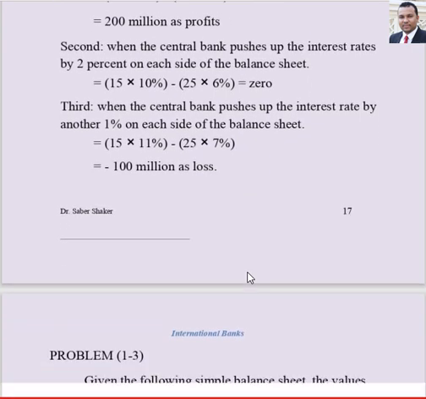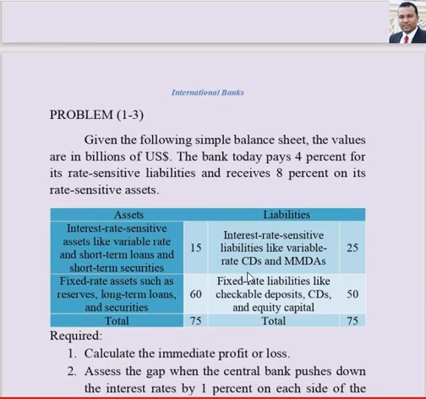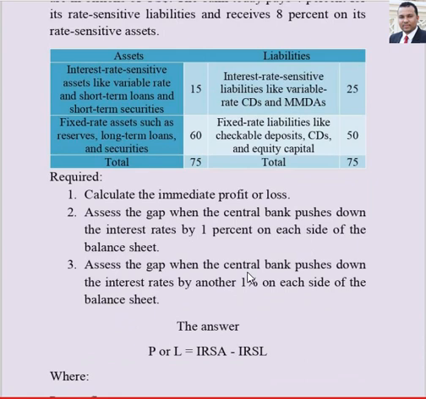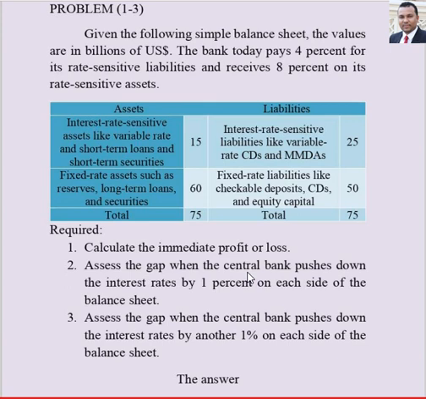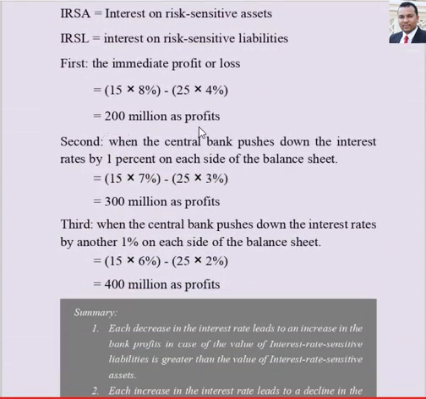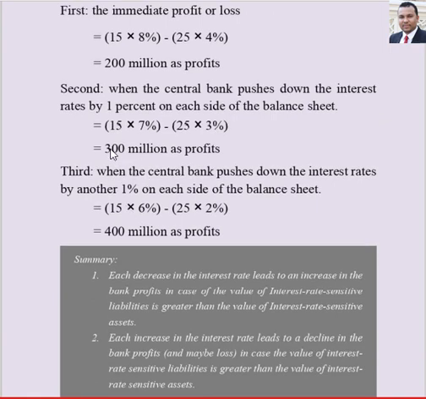But remember, the main assumption in our case is that the central bank increases the interest rate. So the next problem, problem 1-3, has the same givens but a different assumption. We assume in problem 1-3 that the central bank decreases the interest rate. We start with 200 million as a profit, the same as the first case. But what happens when the central bank pushes down the interest rate by 1%? The 8% converts to 7%, and the 4% converts to 3%. In this case we get a profit of 300 million.